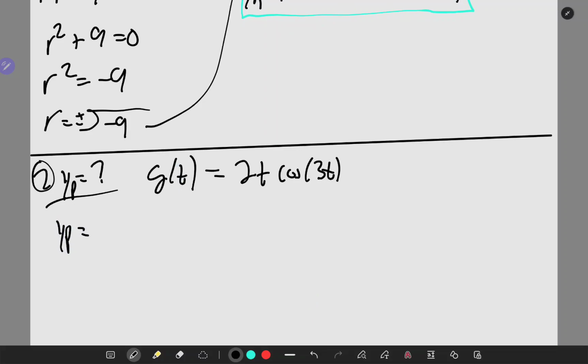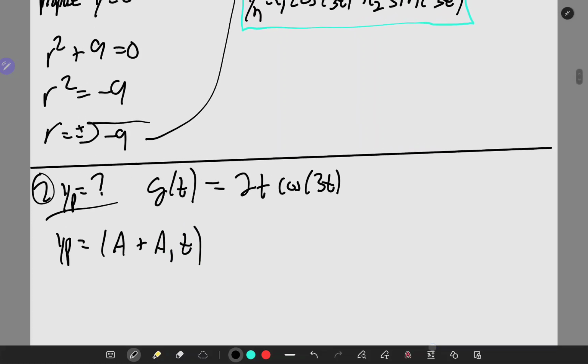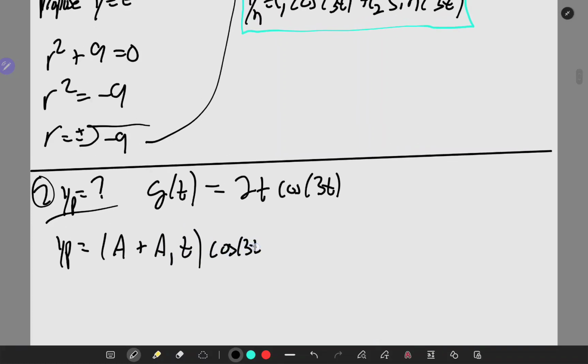So our y sub p would then be equal to, we had an example just like this, right? We have a t times a cosine. So t represents a first degree polynomial. So a plus a sub 1 of t times cosine of 3t. And now remember, a sine has to go with a cosine. So we're going to have plus another first degree polynomial times sine of 3t. Right? So this is almost the correct particular solution.